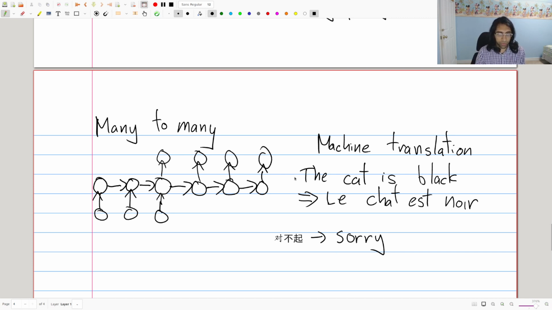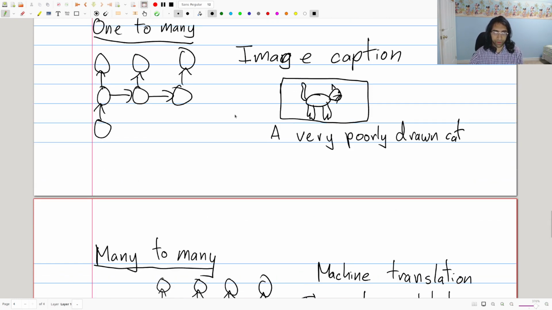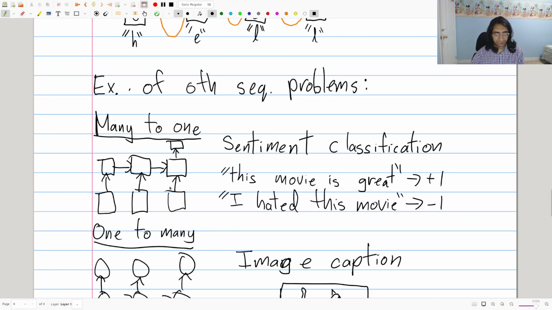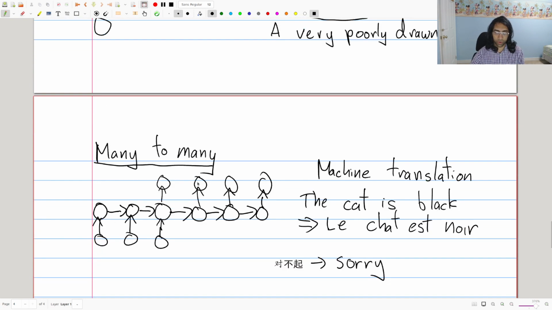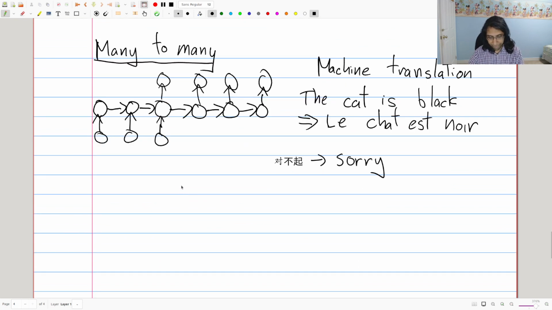So yeah, hopefully this gives you an idea of how flexible these RNN architectures can be. They can be used for any sort of tasks where you have sequences, either as the input, as the output, or both.